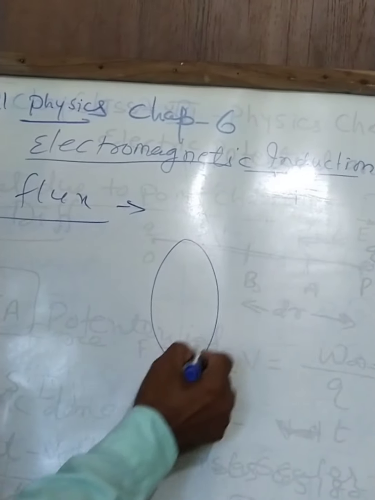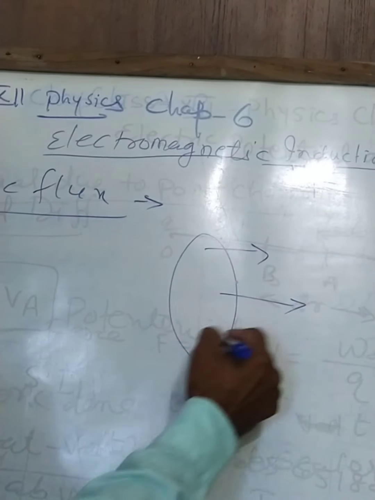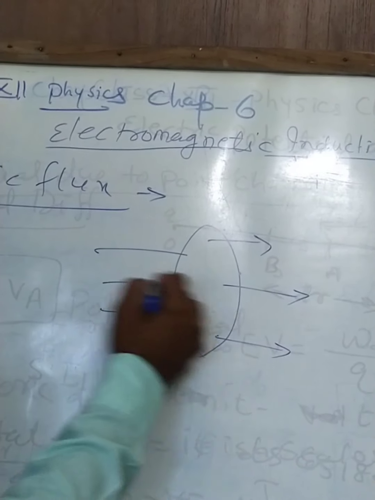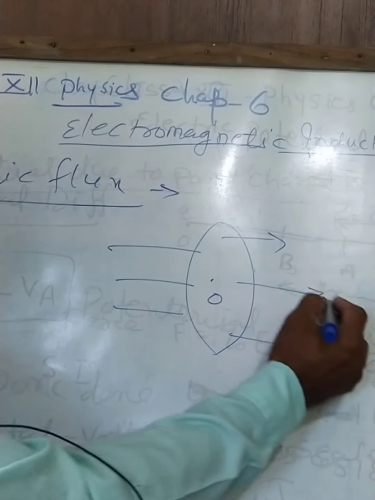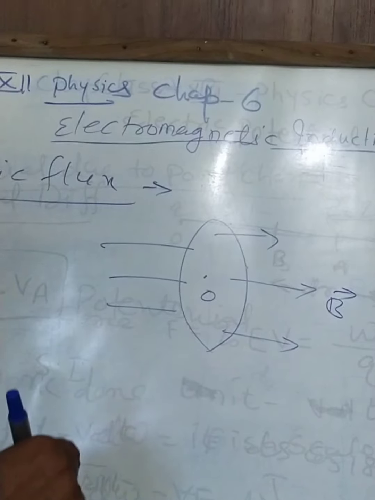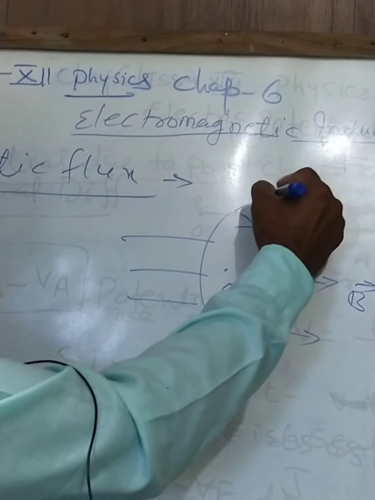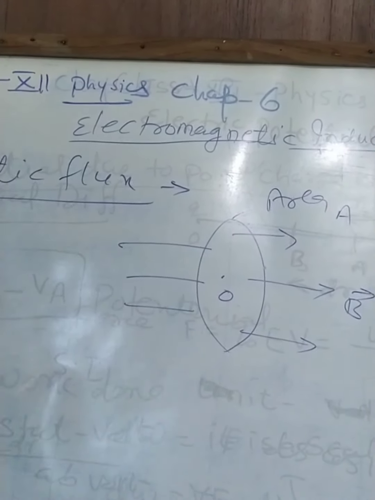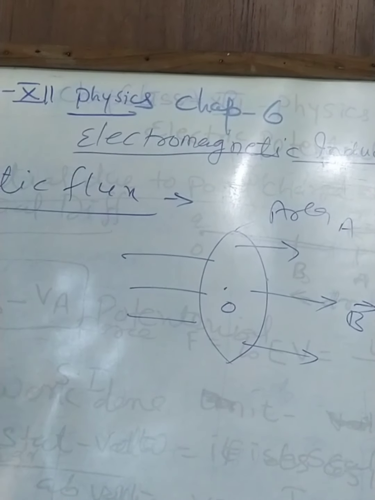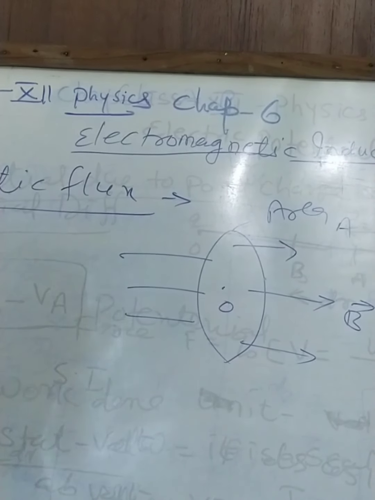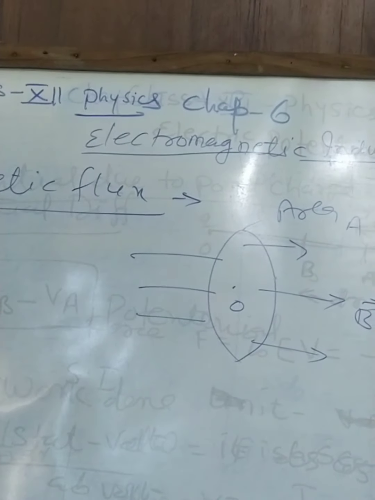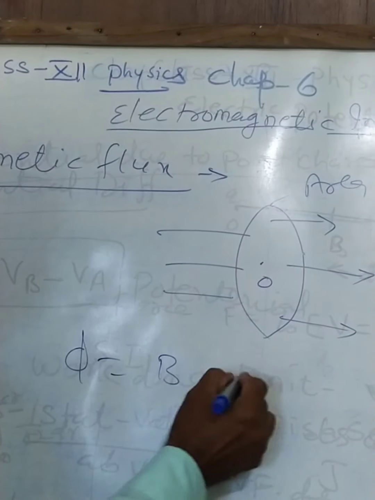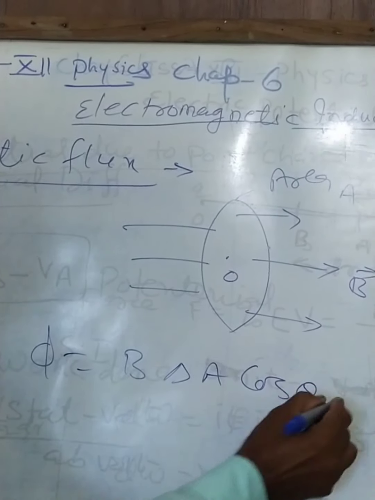Here also, let us say we have a field, and this is the direction of the magnetic lines of field, and we have a center point O. So this is the direction of the magnetic field, and this is the area of cross section, A. The total magnetic lines of force passing perpendicular through the surface is called the magnetic flux, and it is represented by phi. So phi is equal to B ΔA cos theta.